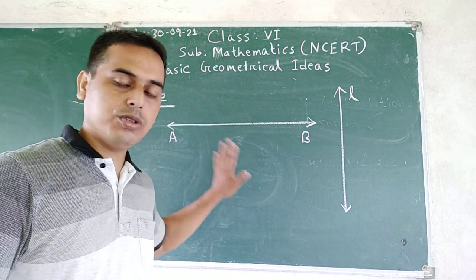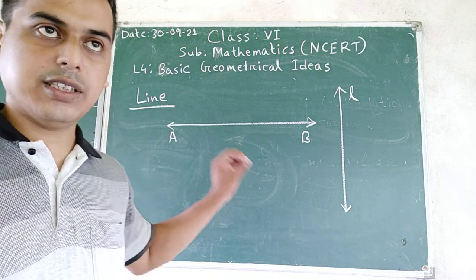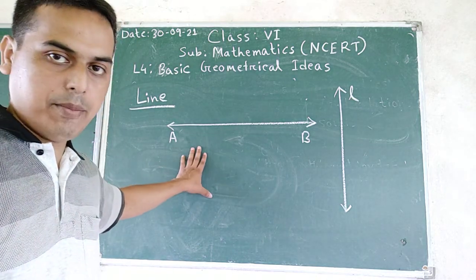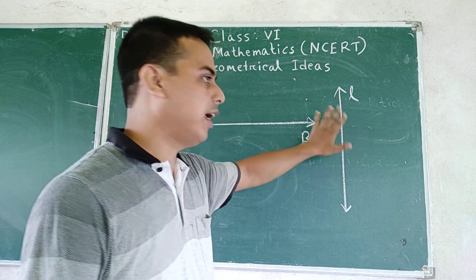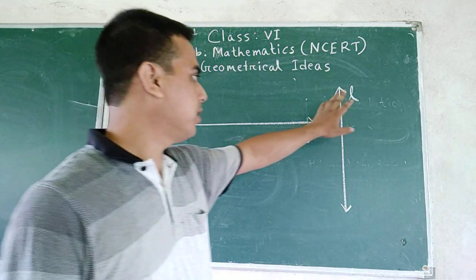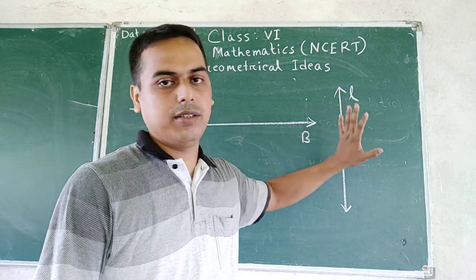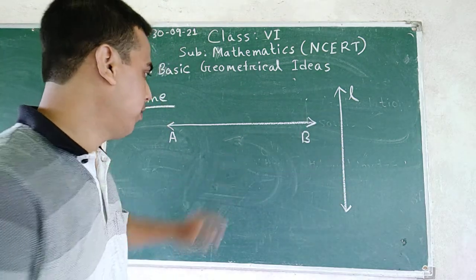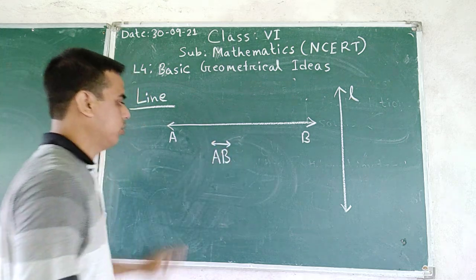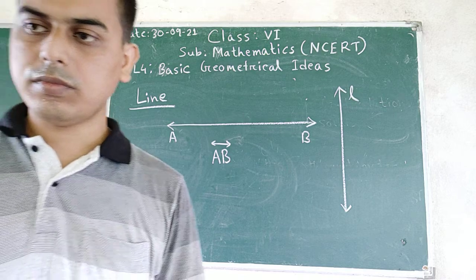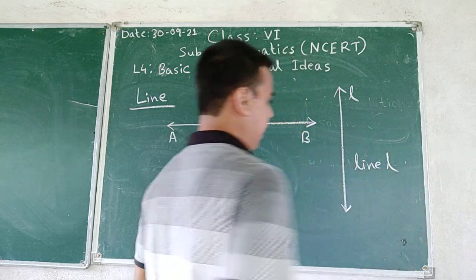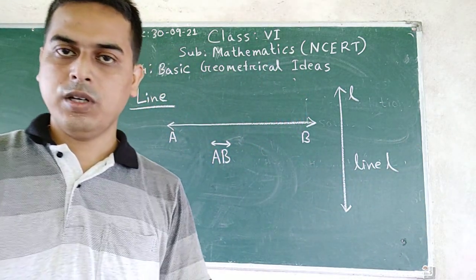Here also, we cannot draw a line, we can just represent a line on a plane. Here this one we'll call line AB and this one I'll call line L. We can represent it by taking two points on a line, like here A and B, or we can represent it by a small letter like L, M, N, whatever it may be. Line L, line AB. We can write it like this. This is line AB. And this one is line F.